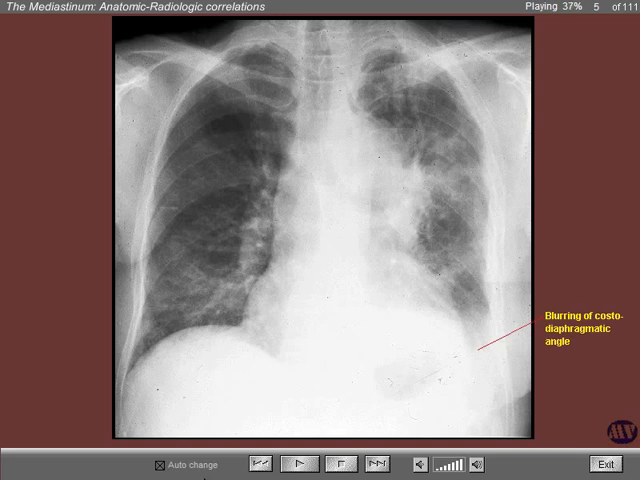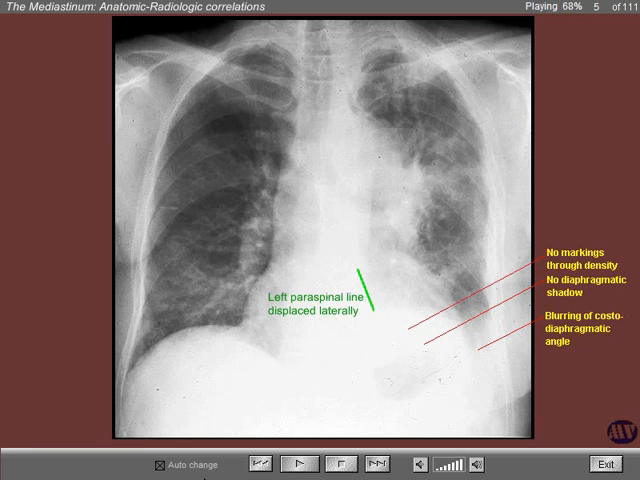Laterally, we note the blurring of the left costodiaphragmatic angle. We also note that we do not see distinctly the sharp margin of a convex left dome of the diaphragm. We also note that markings cannot be seen through this density. And finally, we can see a lateral displacement of the lowermost portion of the left paraspinal line. This is indicative of a cephalic ascent of the fluid. Whenever we see this constellation of findings, we can be sure that we're dealing with a subpulmonic effusion.